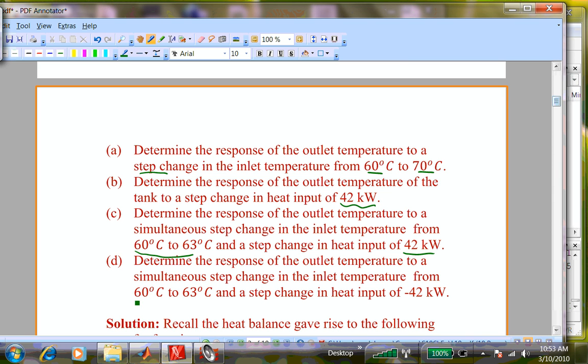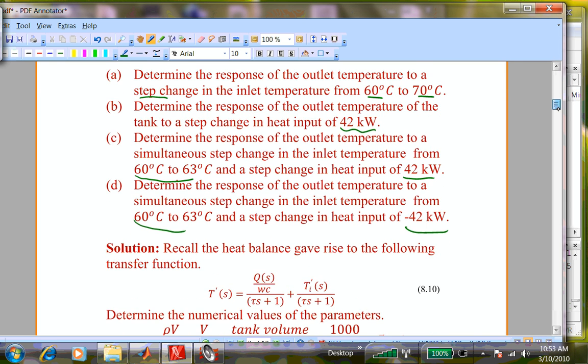And the last case is the inlet temperature is increased by 3 degrees from 60 to 63, but the heat is decreased by 42 kilowatts. Okay? What will be the outlet temperature response? And you can do this in MATLAB, and we will see how to do it in MATLAB. You can also build Simulink models for that. Okay? So any questions on the problem? These are the kinds of problems you should be able to do by hand in an exam here. Okay?